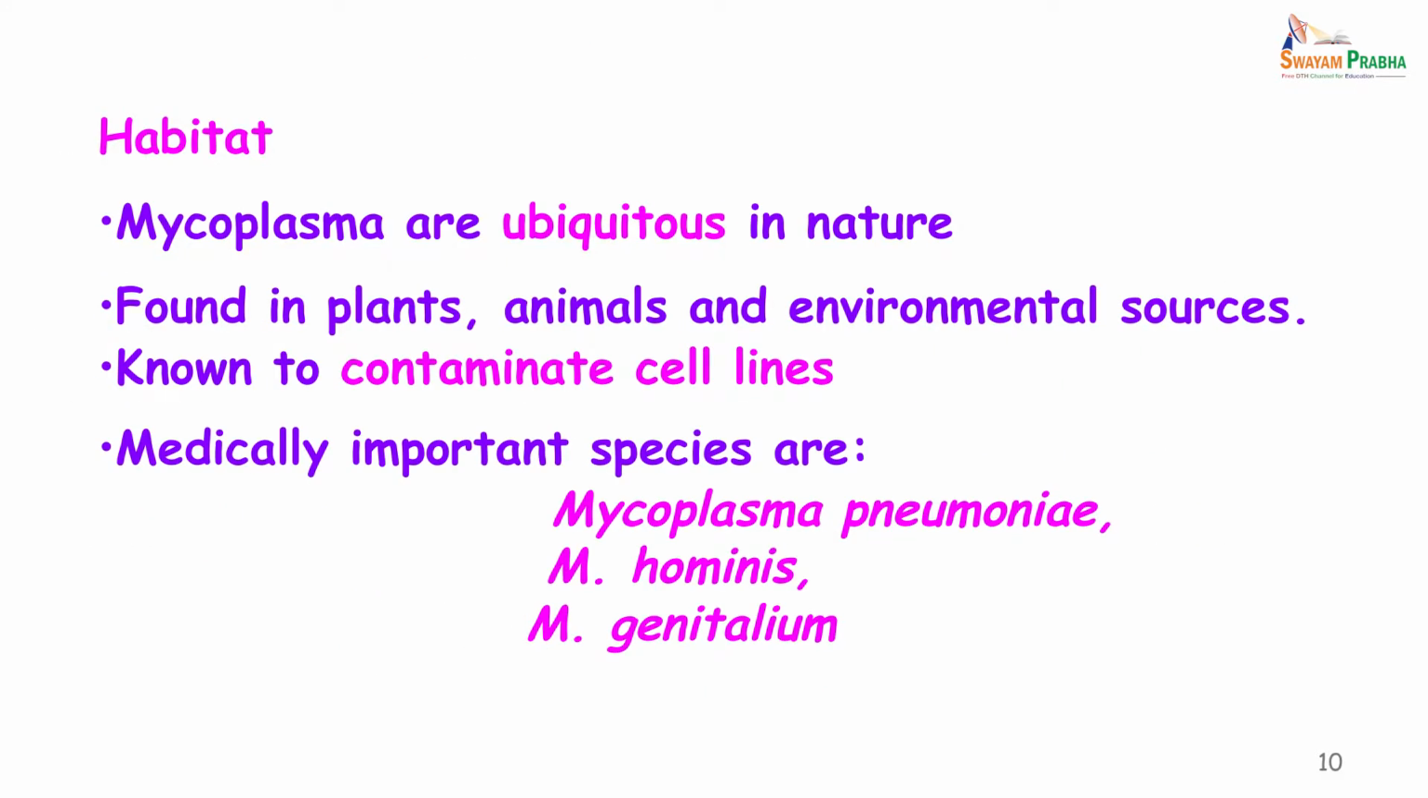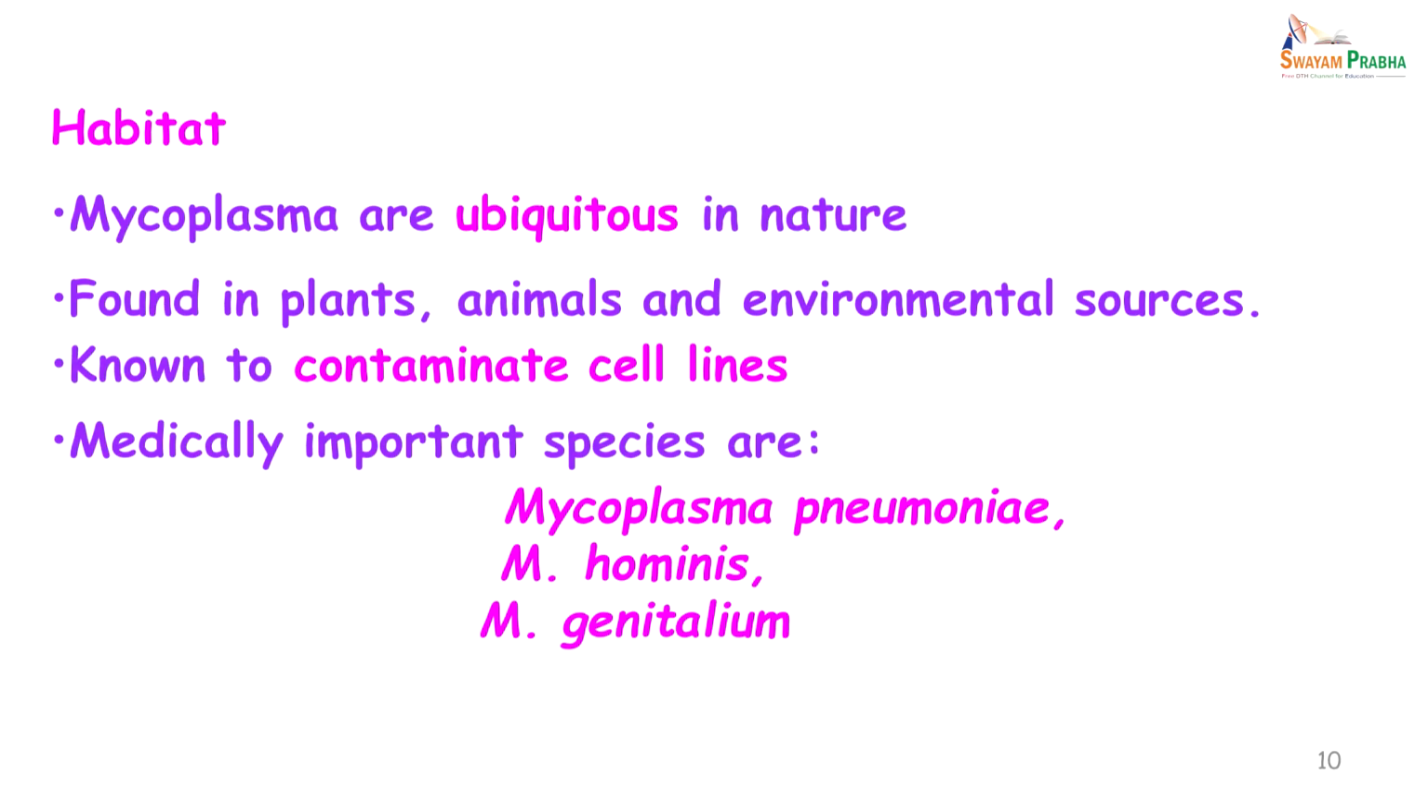So, where do these Mycoplasma exist? They are ubiquitous in nature, found in plants, animals and environmental sources. They are known to contaminate cell lines, and the most important medical ones or the ones which cause disease in humans are Mycoplasma pneumoniae, Mycoplasma hominis and Mycoplasma genitalium, and Mycoplasma pneumoniae is going to be what we will focus on today.